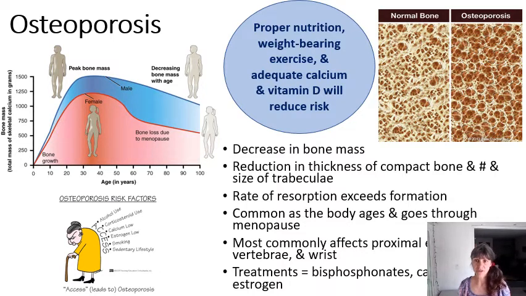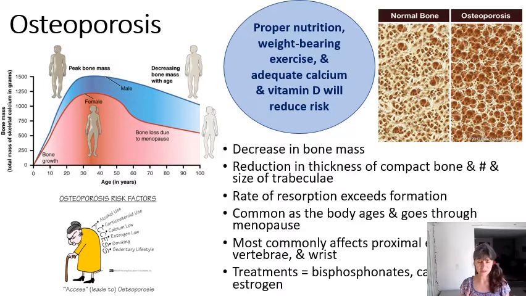Osteoporosis is a condition of porous bone. You can see the difference in the upper right-hand picture on this slide between normal bone and osteoporotic bone. And what happens is with osteoporosis, there's a decrease in bone mass, which means there's a reduction in the thickness of compact bone, as well as a decrease in the number and the size of the trabeculae in spongy bone.